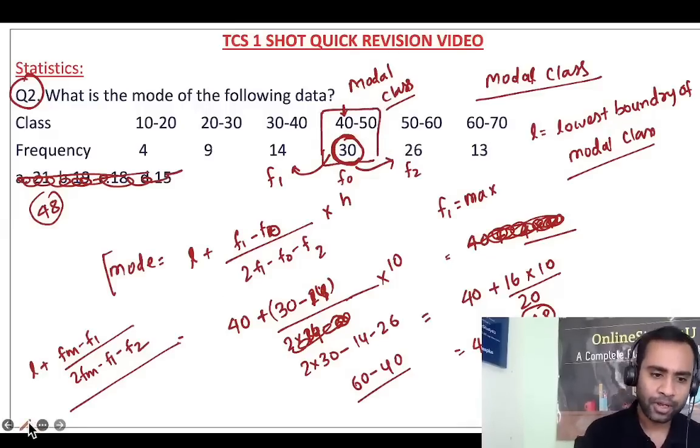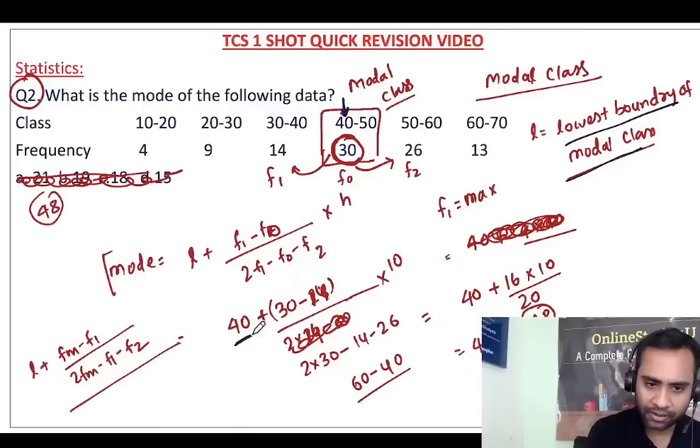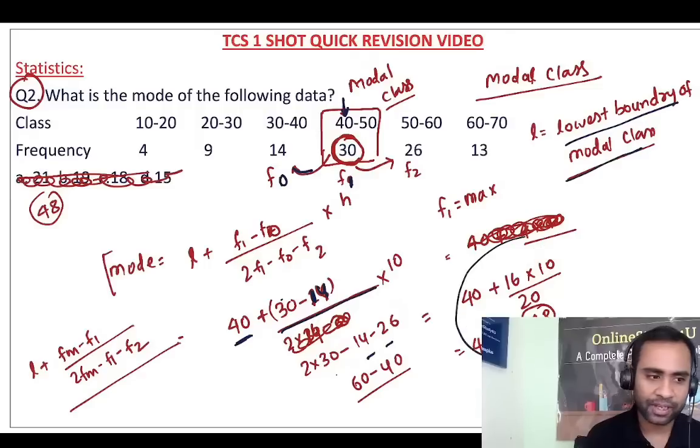Clear? Then what is there? So we need now L. L is the lowest boundary of the model class. So 40 and 50. Which one is the lesser value? 40. So we will put 40 here. Plus F1 minus F0. Our F1 will become 30, and F0 means the previous value. So 30 minus 14 divided by 2F1, so 2 into 30 minus F0 14 minus 26.